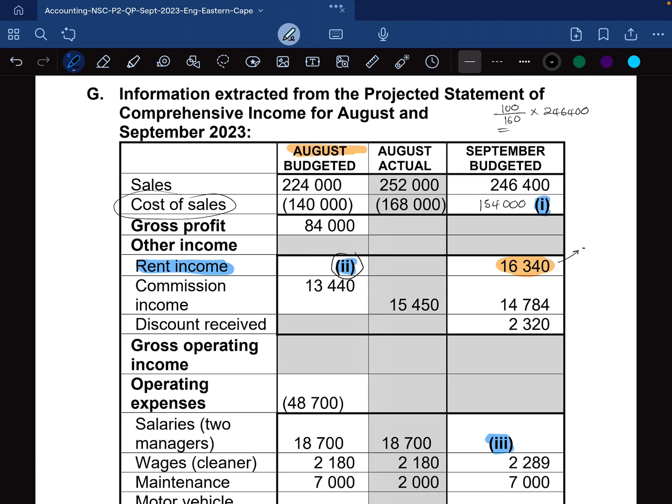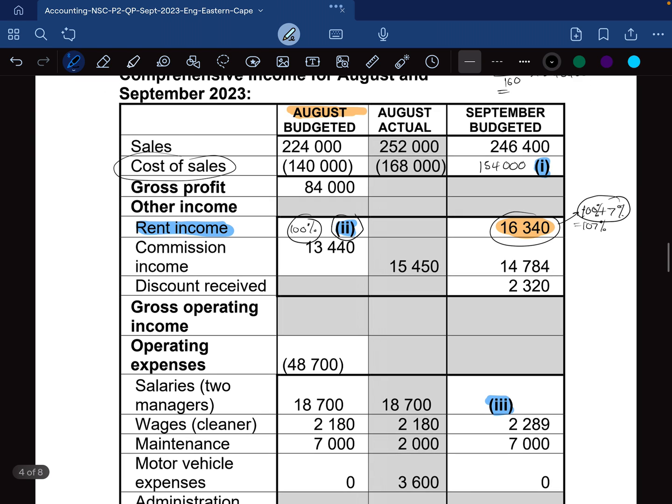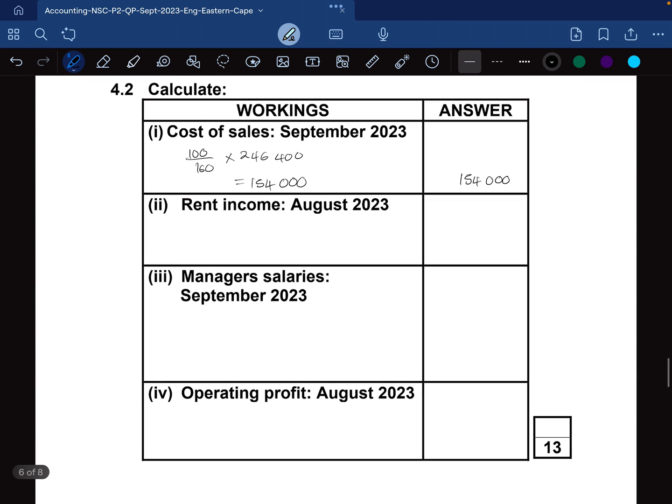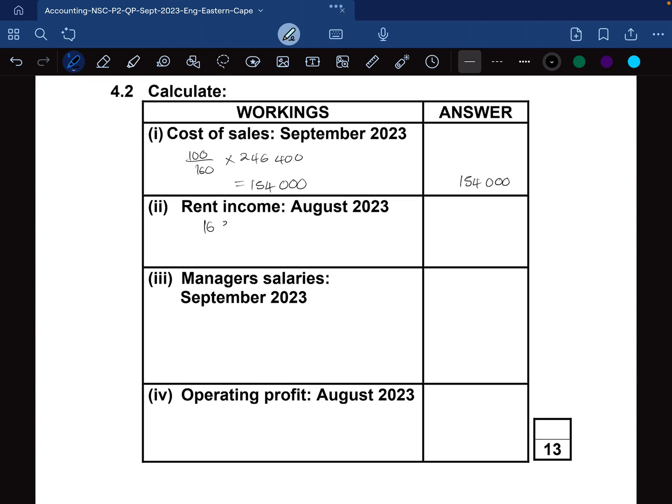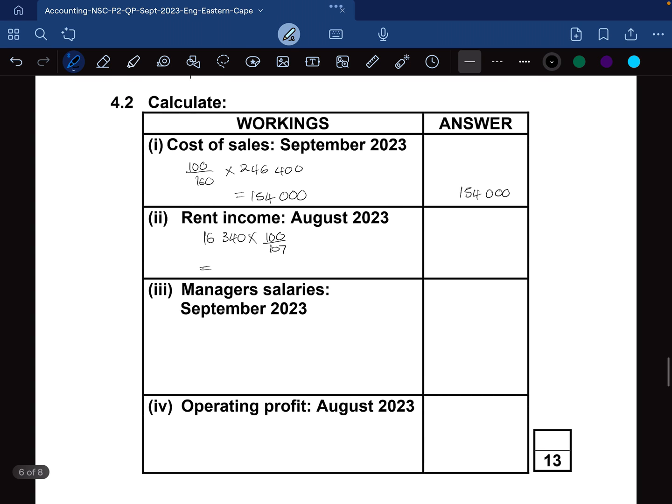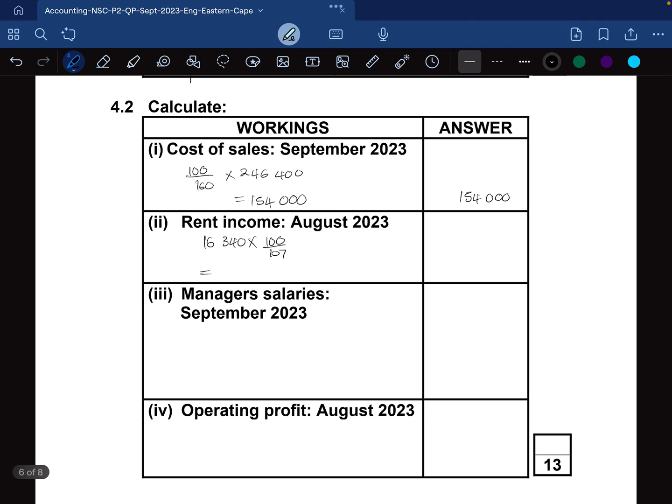So this means it is 100% plus the 7%, which gives the total of 107%. Then in August, it would have been 100%. So this is what we want. This is what we know. And then we're given the amount. So our calculation, let's go to our answer book. It would then be 16,340 multiplied by 100 over 107%. Okay, then let's just quickly get our answer, 107.